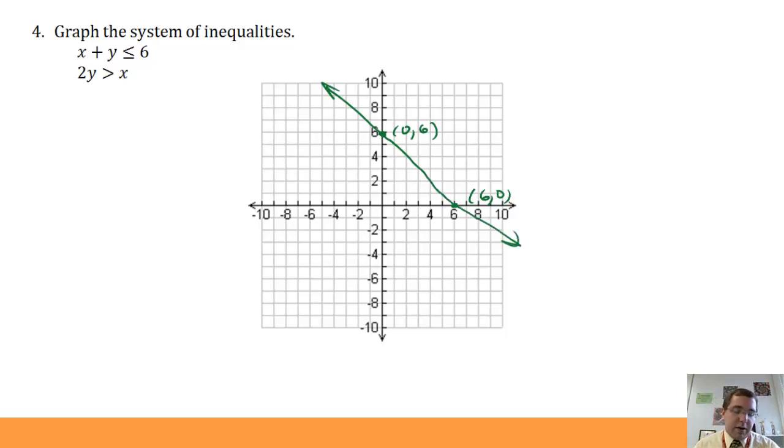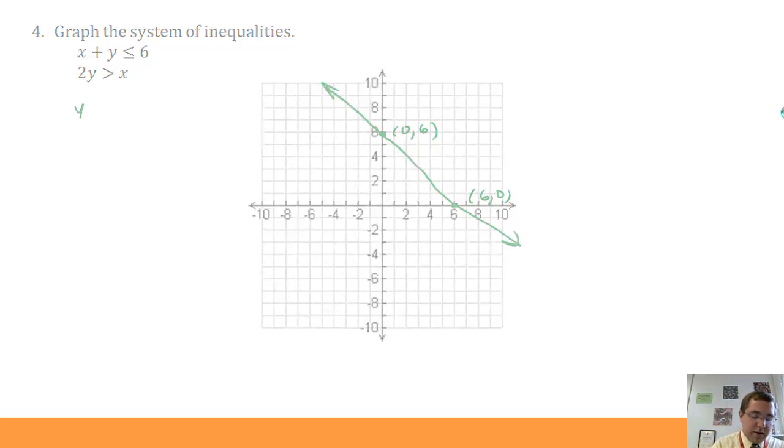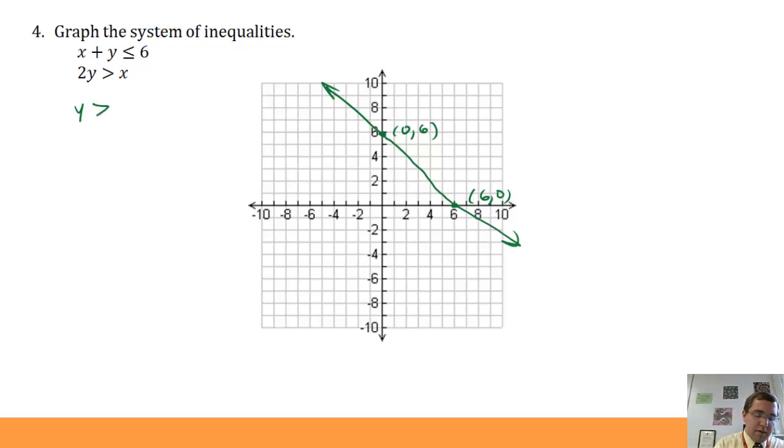Then I've got 2y is greater than x. And that one is the same as y is greater than 1/2 x. So that's a line through the origin, a y-intercept of 0, with a slope of 1/2. So we've got the origin, 0, 0. Slope of 1/2 means I go up 1 over 2, and I'm at the point 2, 1. That one is a dotted line. Draw my dotted line. Now I need to figure out where to shade.